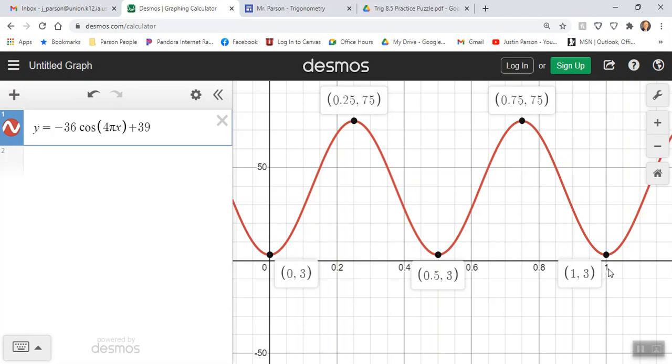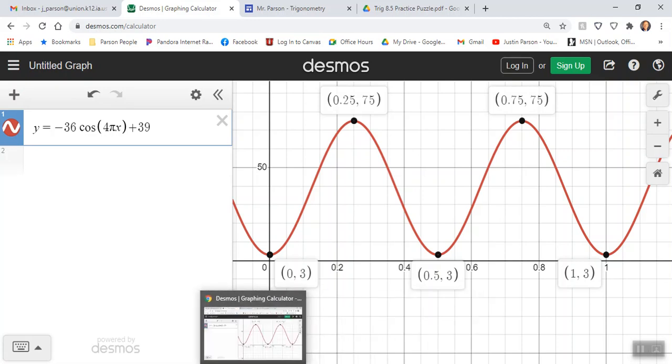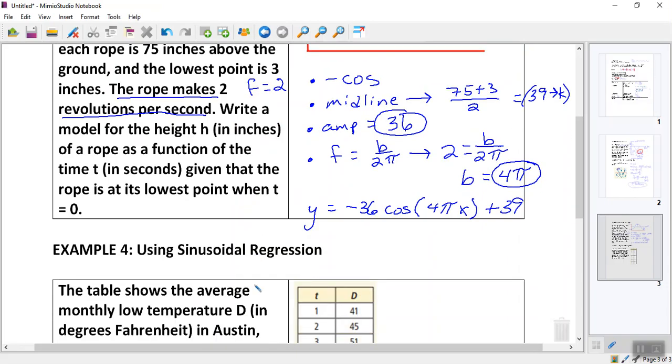The last one says use sinusoidal regression to help you solve some of these. Guys, when you see this word regression right here, it means to use Desmos. I'm not going to write it down. Well, I'll see what I can do. I'll do my best.